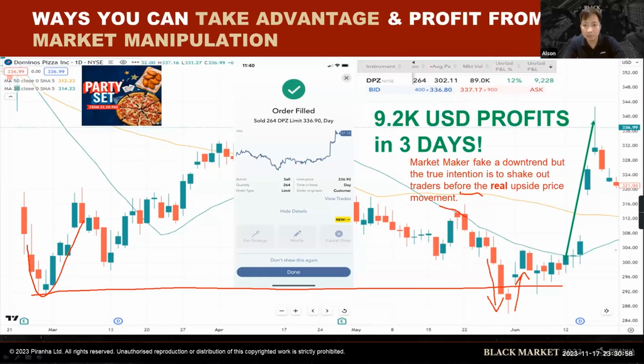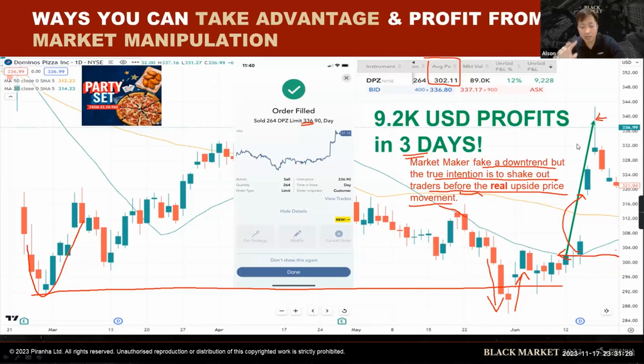I bought in at 302.11, which is somewhere over here. And within just 3 days, the market maker faked a downtrend, with the true intention to shake out traders before the real upside price movement. The market actually went up without any major earnings news. And I exited right at the top, 336.9, somewhere here. It's as good as you can get for any trading strategy, guys.